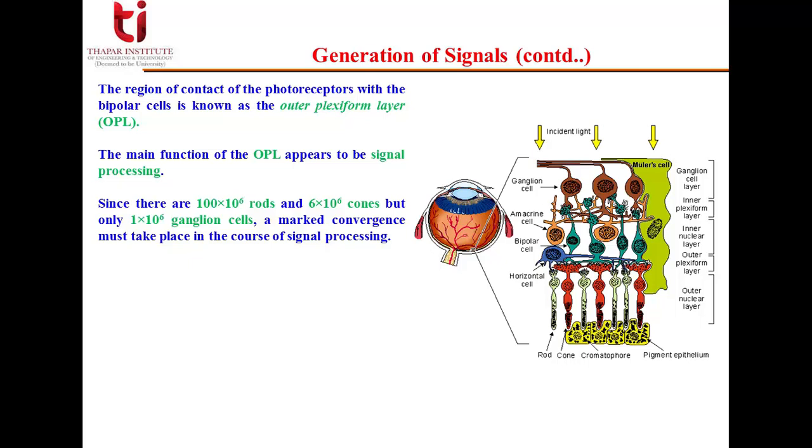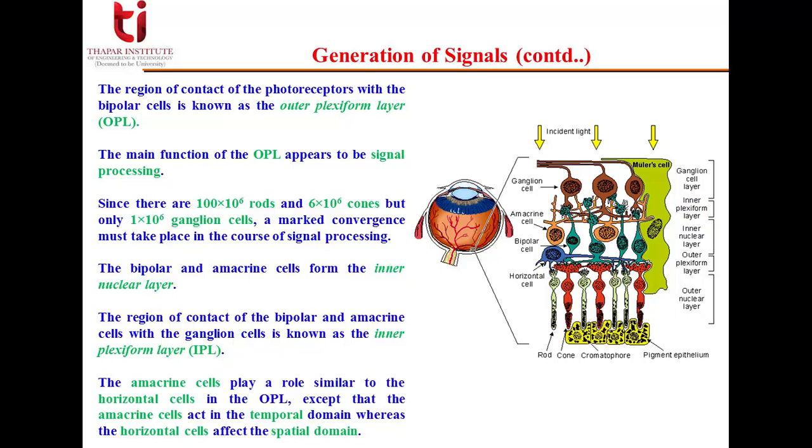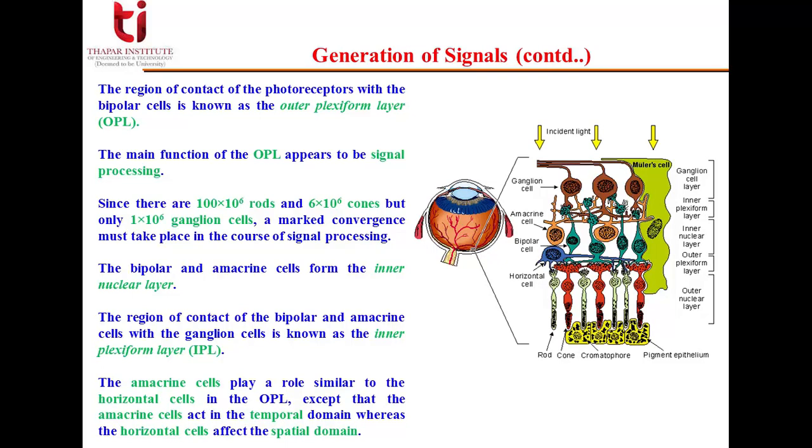The bipolar and amacrine cells form the inner nuclear layer. The region of contact of the bipolar and amacrine cells with the ganglion cells is known as the inner plexiform layer, that is basically referred to as IPL. The amacrine cells play a role similar to the horizontal cell in the OPL, except that the amacrine cells act in the temporal domain, whereas the horizontal cells affect the spatial domain.